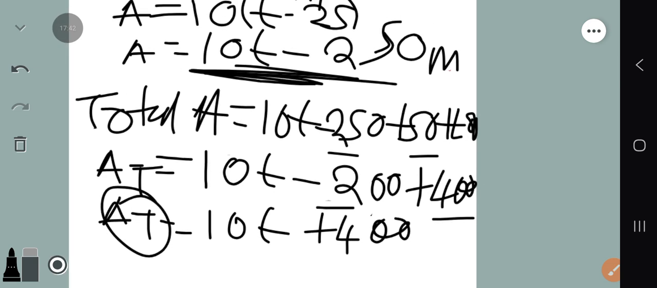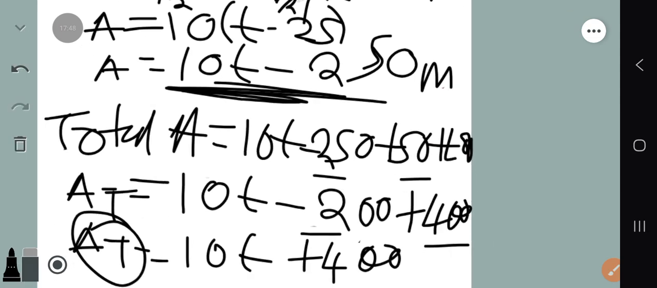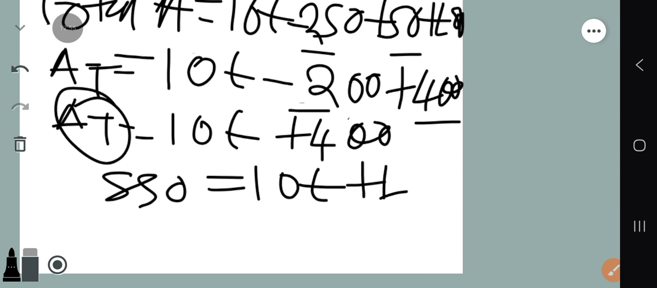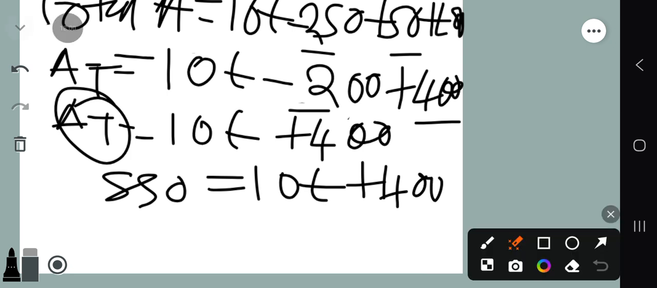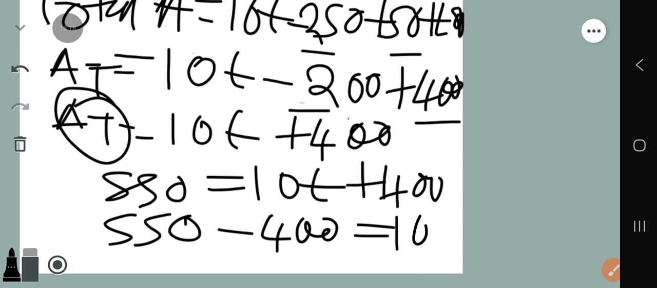Now remember, I have the total area. I'm given the total area. What was the total area? 550, right? So I'm going to equate this one to 550. So I'm going to say 550 equals to 10t plus 200. Now here I'm going to collect like terms. Whatever is not having t will go the other side. Whatever is having t will remain the other side. So this 200 will cross the equal sign, and the positive sign will change to negative. So I'm going to have 550 minus 200 equals to 10t.